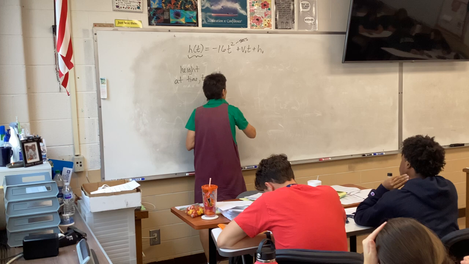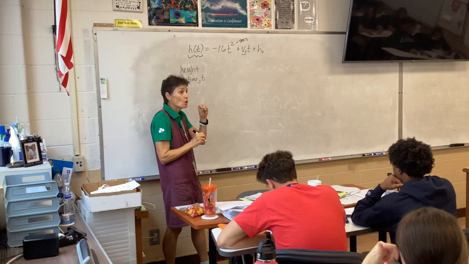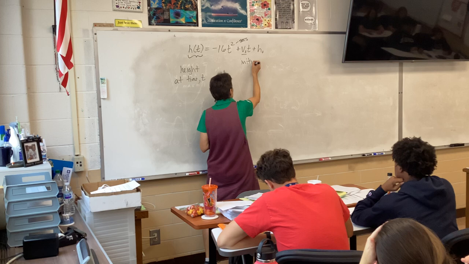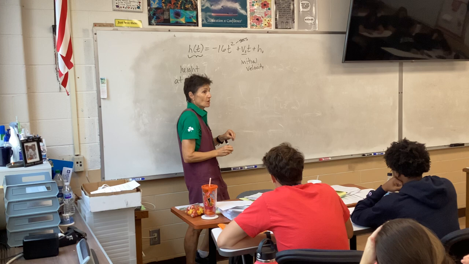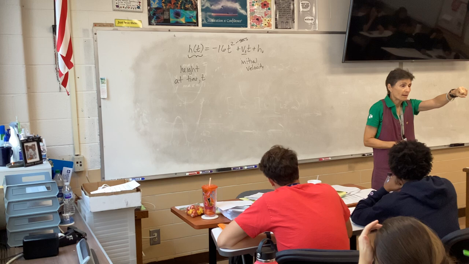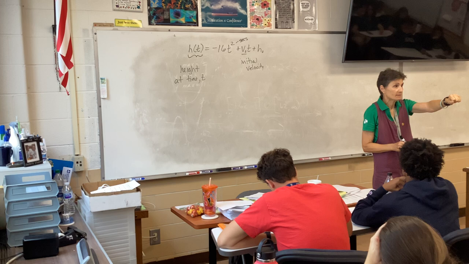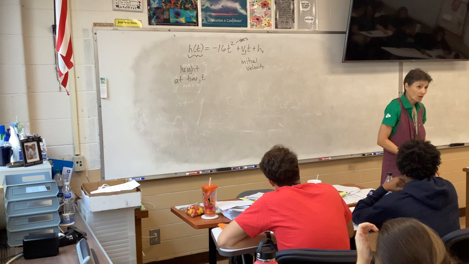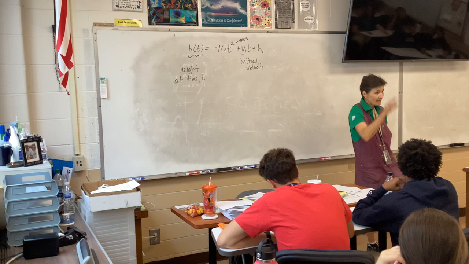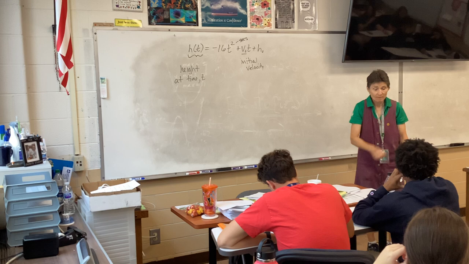V sub naught, V sub zero, is the initial velocity of the object. So let's just talk about a special case. If I'm standing on top of the building, I'm holding an egg, and I open up my hand, it's going to drop, right? What is the initial velocity of that egg? Zero. Now, if I'm standing up there, and Sam's down below, and I'm mad at Sam, and I throw my egg, then it has initial velocity, right? However fast I can throw it. But if I drop something, the initial velocity is zero.